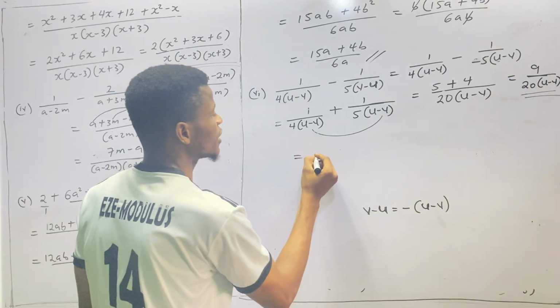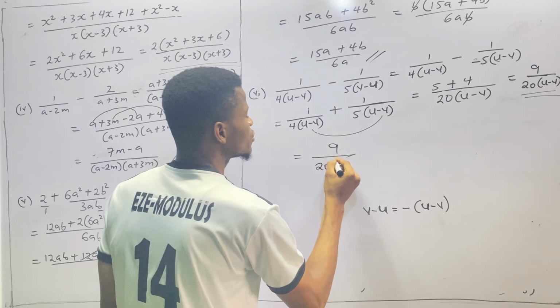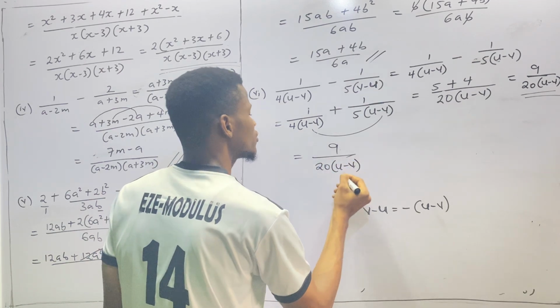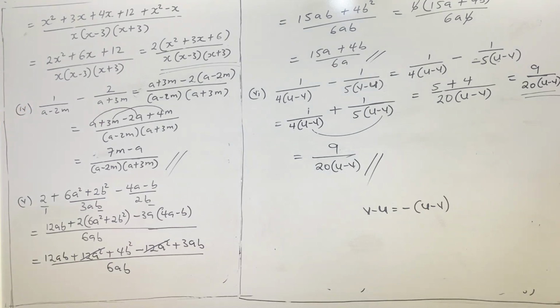So our final answer is 9 over 20 u minus v. If you don't see it clear there, our final answer is 9 over 20 u minus v. That is our final answer.